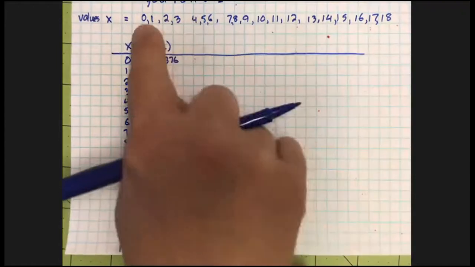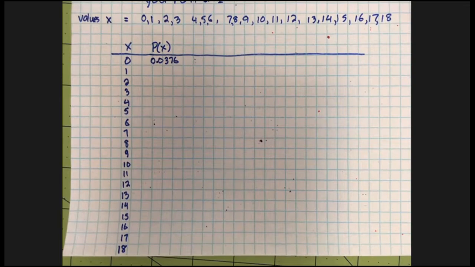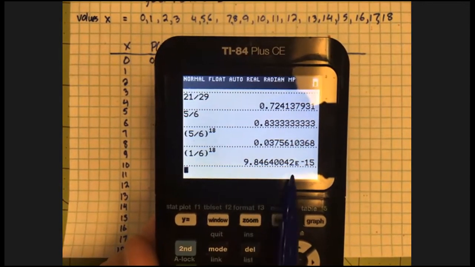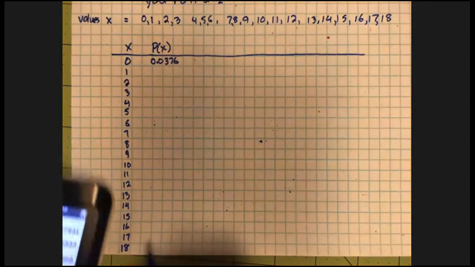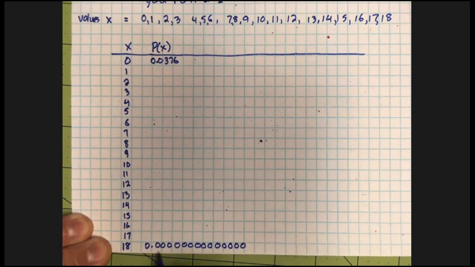How about rolling 18 ones? Now you'll see what I mean by which one is least likely. What about 1/6 multiplied by itself 18 times? Change that 5 to a 1. The calculator says, and I'll show it to you on the screen, 0.9846 times 10 to the minus 15th. That means this number, I move that decimal place 15 times. That is how unlikely it is to roll 18 ones.